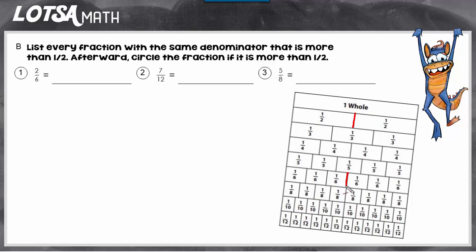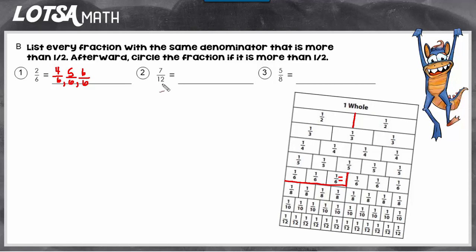So the numbers that are going to be more than 1/2 are the ones after the mark. So you see 3/6 is exactly 1/2. So if you go the distance of 3/6, you've gone exactly halfway. So the fractions that have a 6 as the denominator that are more than 1/2 are this one, and that one. So here we have 4/6, 5/6, and 6/6. So these are the fractions of 6 that are more than 1/2.